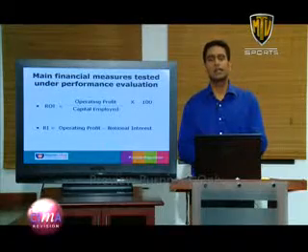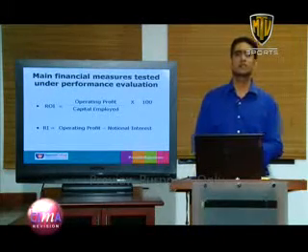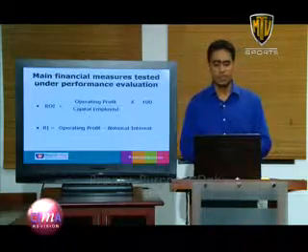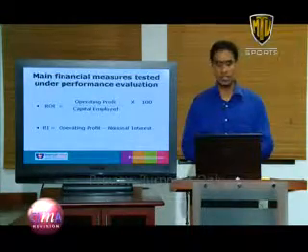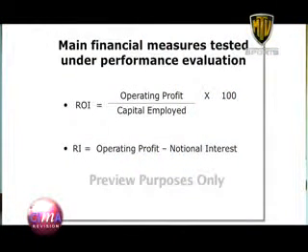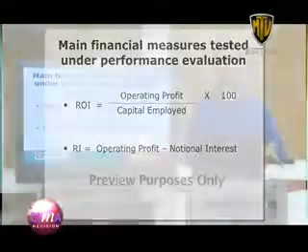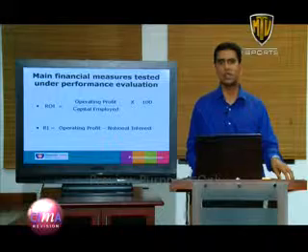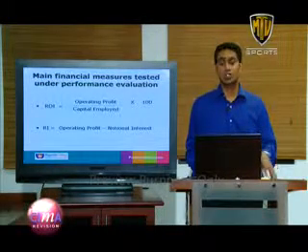Welcome back. Before the break, we were discussing ROI. So here's a quick summary of what we've done. We've looked at ROI, which is operating profit divided by capital employed multiplied by 100, or what you call operating profit divided by net assets multiplied by 100. So we've looked at a breakdown of this particular formula into two constituent parts. And the next measure which the examiner tends to look at is RI, which is operating profit minus the notional interest. The notional interest effectively is net assets or capital employed multiplied by the cost of capital.